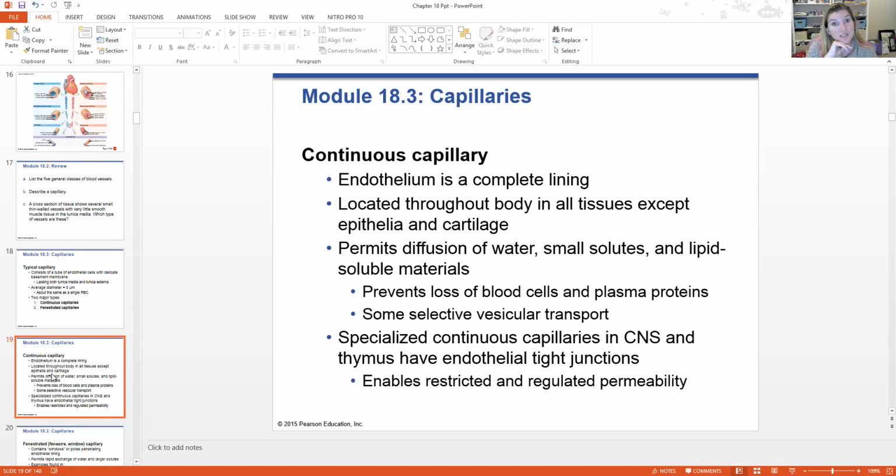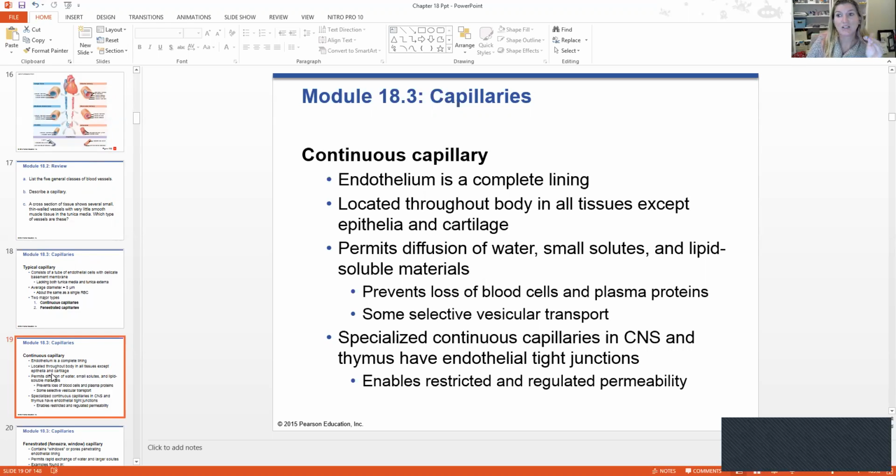Some specialized continuous capillaries are in the central nervous system and in the thymus, and they have very tight junctions between those endothelial cells to restrict the permeability and only let certain things pass. So they are even more limited in what they allow through.